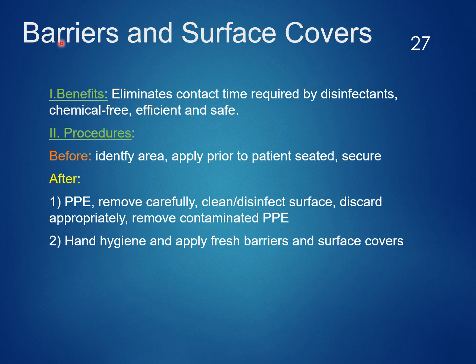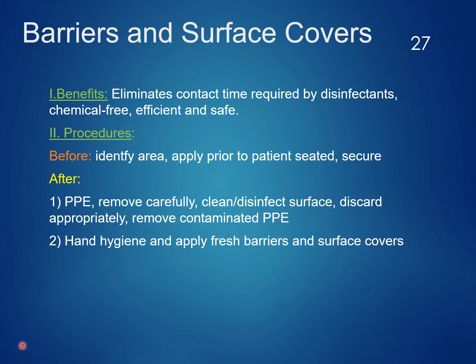Next are our barriers and surface covers, and barriers are going to be used like handles on the light covers. We have a barrier over our tray unit. We may have a paper barrier or tape on the rolling tray. We wrap our pens. The benefit of a barrier is that it eliminates the contact time required by our disinfectant. It's chemical free and it's pretty efficient and safe. It just takes a little bit of time.